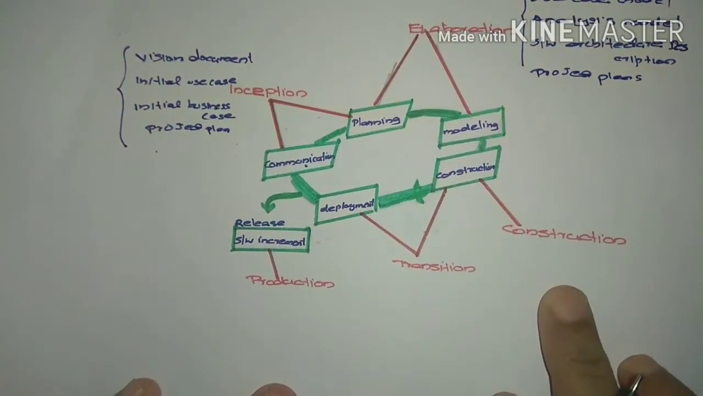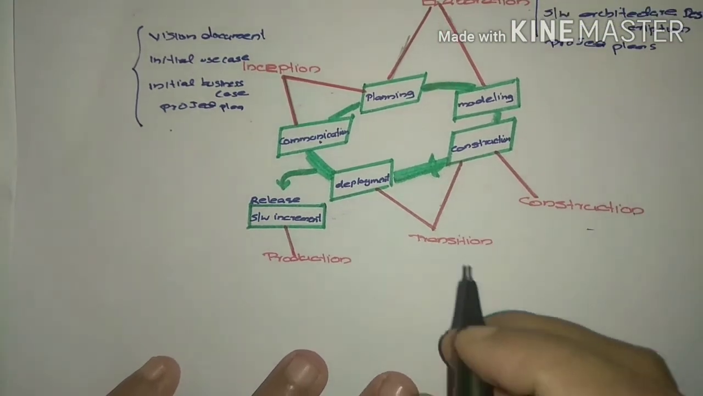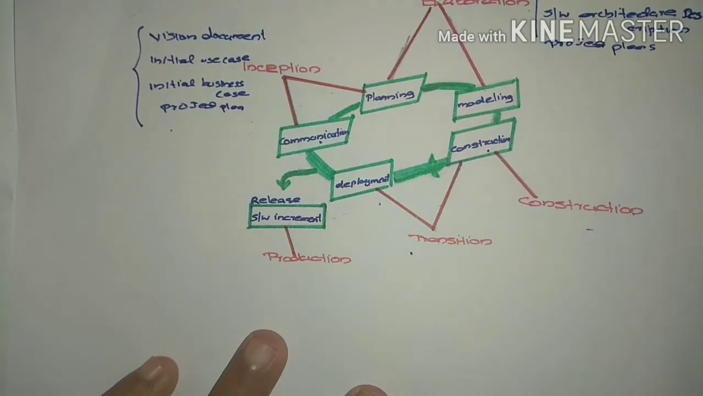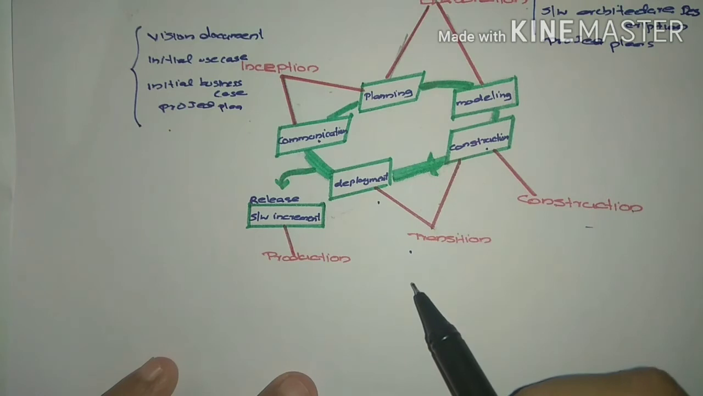Next come to the construction. Construction phase in unified process is identical to the construction activity defined for the generic software process. That is, mainly in construction we are going to do coding and testing. Okay. So next is transition phase. It is a combination of both construction and deployment. Here the software is given to the end user. Then the user feedback reports both defect and necessary changes.